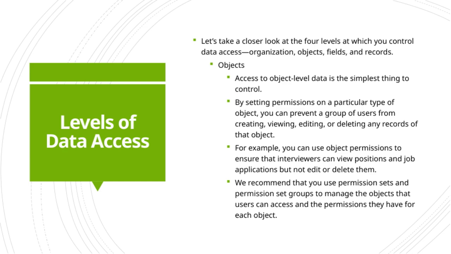Now, starting with objects, access to object-level data is actually the simplest thing to control. By setting permissions on a specific type of object, you can prevent a group of users from creating, viewing, editing, or deleting any records associated with that object. For example, you might want interviewers to view positions and job applications, but not have the ability to edit or delete them. To manage this effectively, we recommend using permission sets and permission set groups.